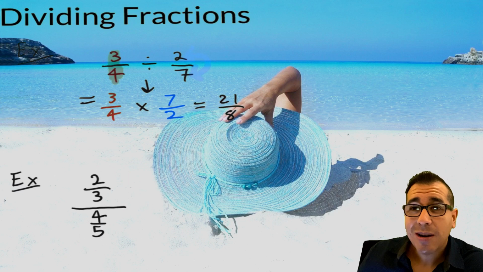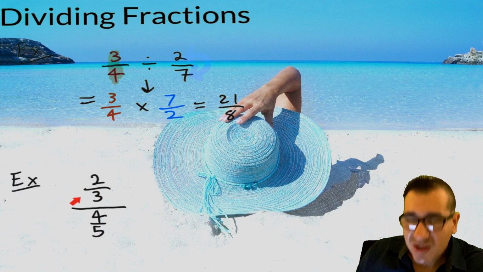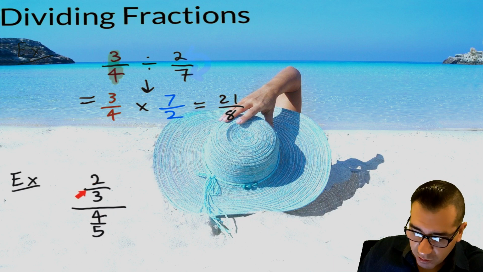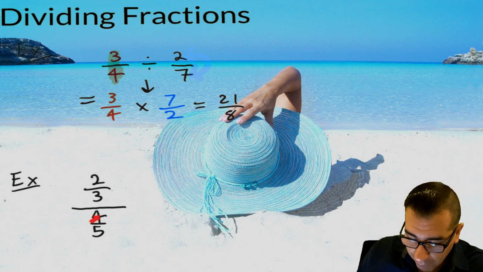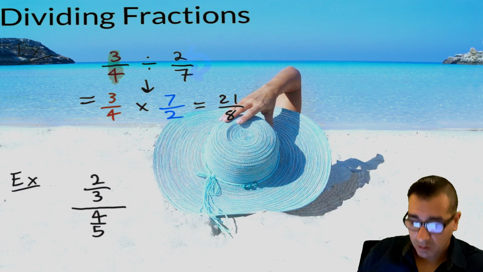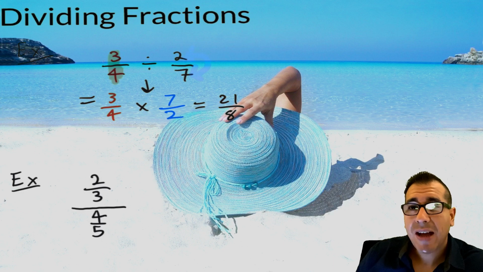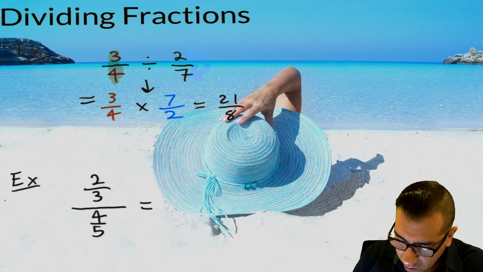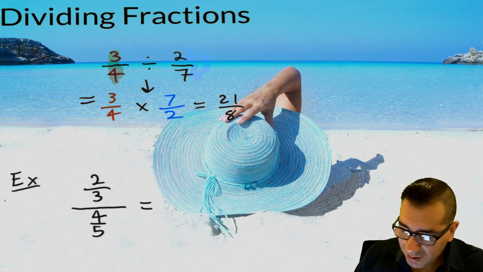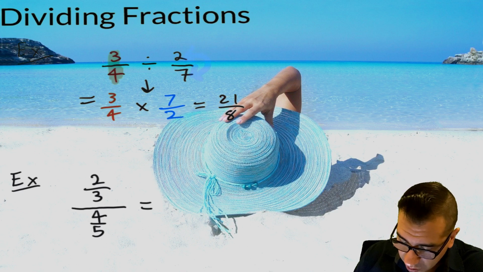All right, let's do our last example here. So again, we have a division, except it just looks a little different, right? So you got 2 divided by 3, and that fraction is divided by 4 divided by 5. So we got 2/3 and 4/5. So let's go ahead and divide them. Right now it looks a little funny, so let's go ahead and rewrite this so it looks nicer. So we end up with 2/3.